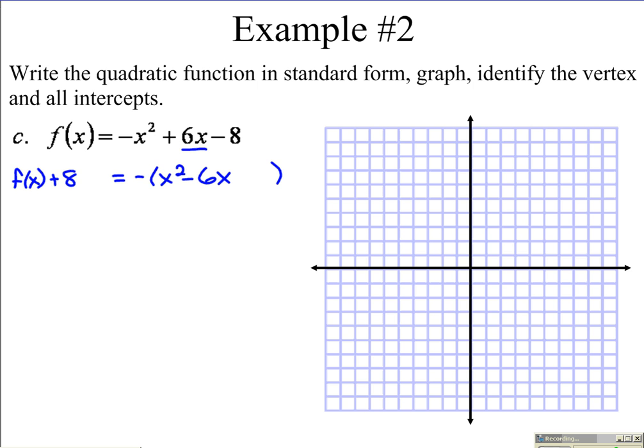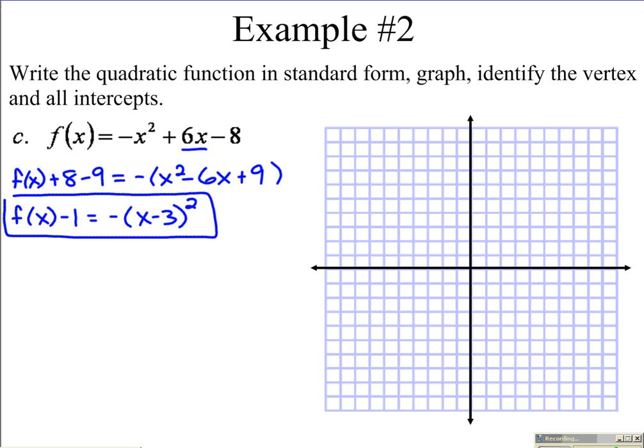Half of -6 is -3. -3 squared is 9. To the other side, I need to subtract 9 because of this negative factored out front. We get f of x minus 1 equals the opposite of x minus 3 squared. There, again, is standard form. Vertex. Vertex is at 3, 1. This parabola opens down.